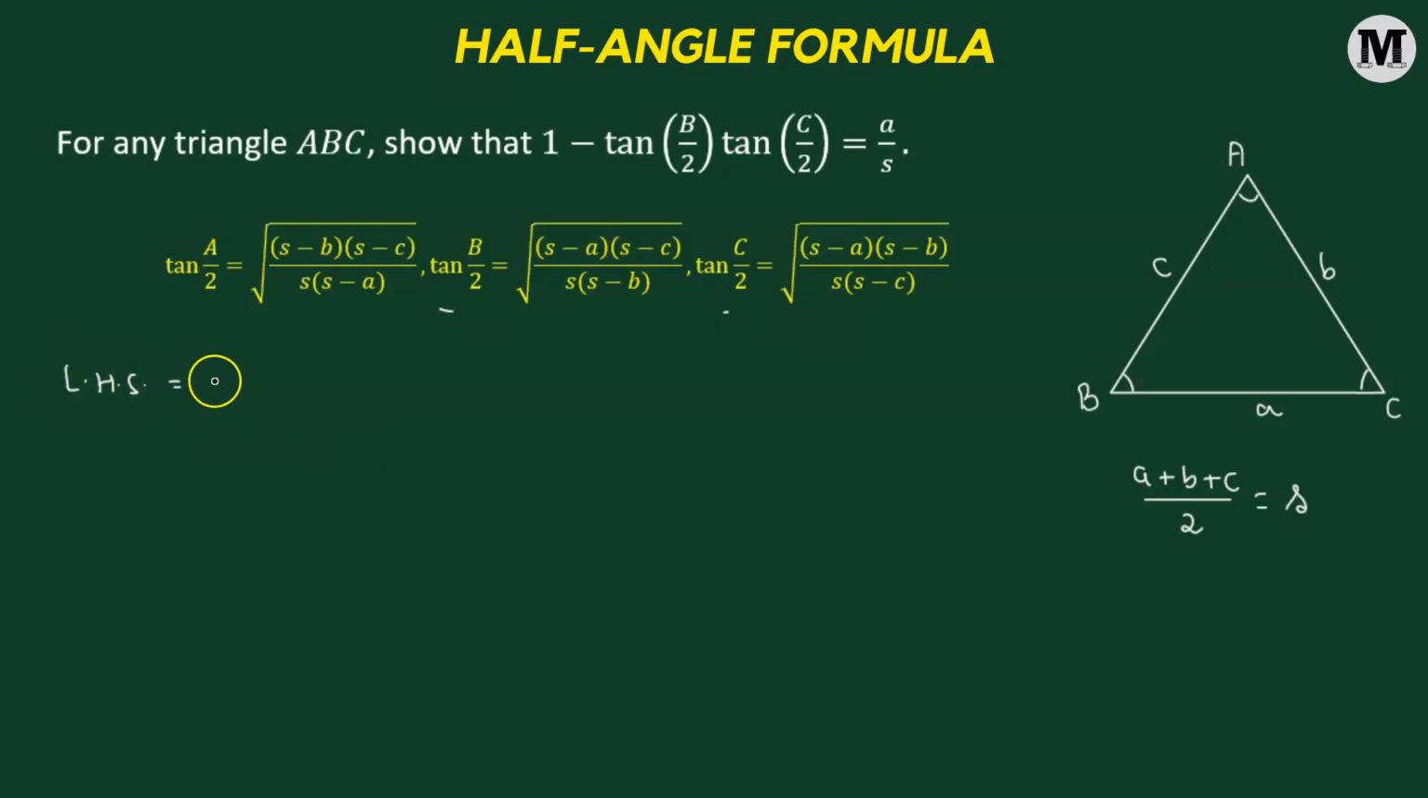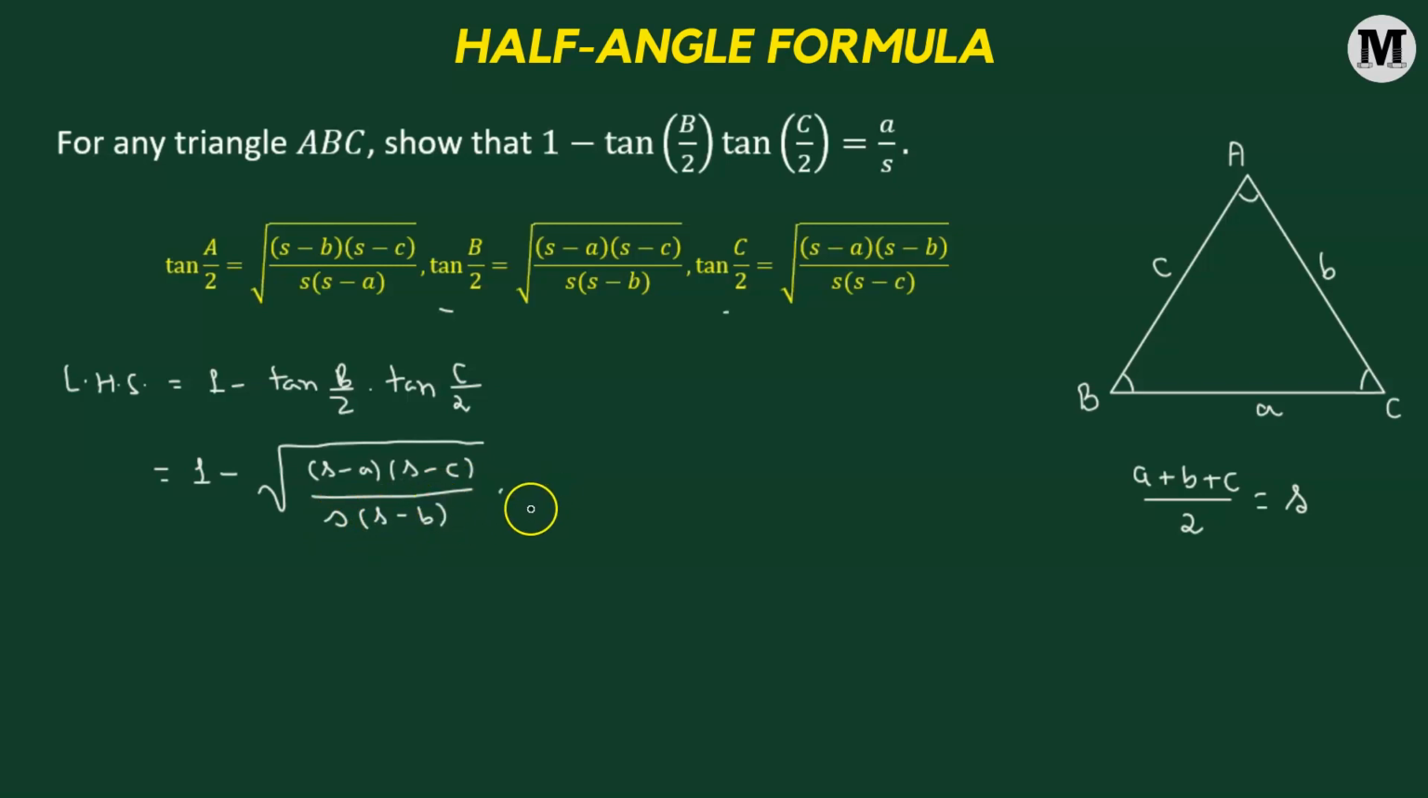So here on the left hand side we have 1 minus tangent of the angle B over 2 multiplied by tangent of the angle C over 2. So let's use the values. So we have 1 minus the tangent of B over 2. This can be replaced with the square root of (s minus a) times (s minus c) divided by s times (s minus b). This is going to get multiplied by tangent of C over 2, which is given by the square root of (s minus a) times (s minus b) divided by s times (s minus c).